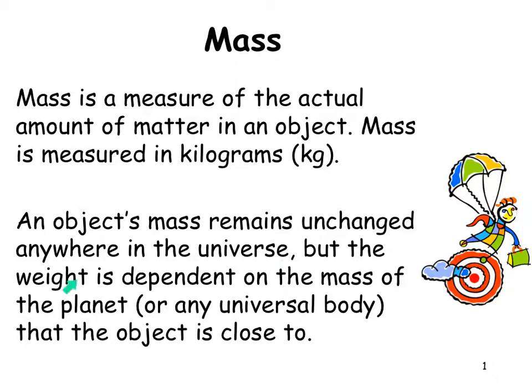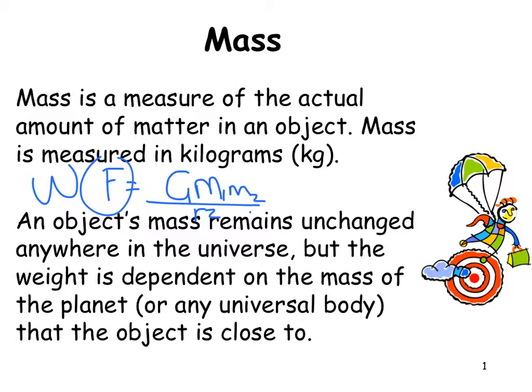However, there's something called weight that is highly dependent on the mass of the object, but it's also exceptionally dependent on the mass of the planet or any universal body, a star, a meteorite, whatever, that the object is close to. Why? Because if we think about it, F is equal to G m1 m2 over r squared. So weight is a force, and the mass of the first object counts, and the mass of, let's say, a planet or an asteroid or a meteorite or a star has got a lot to do with what the weight is going to be.